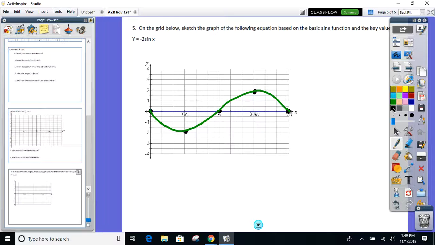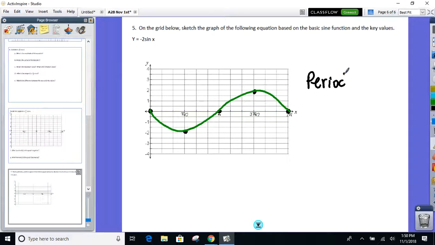And I have 2 questions here before we go to cosine. Do you guys see that now? The negative flips it. All right. What's my period here? What's the period? Still 2 pi. Look, it's taken 2 pi to make that nice sine curve we always know.